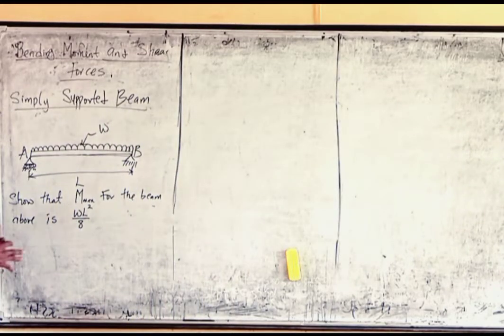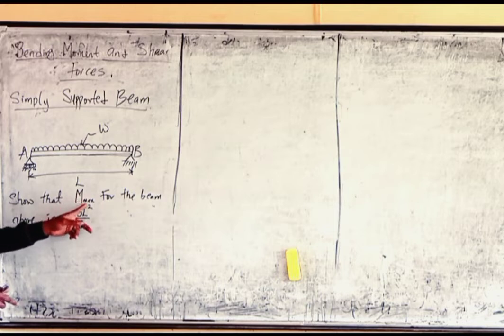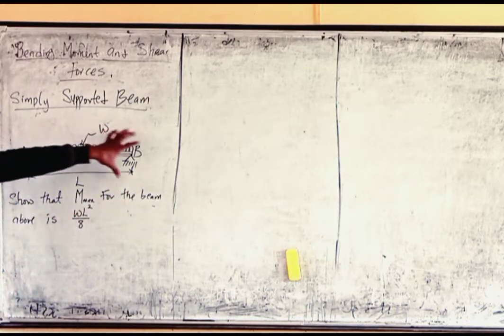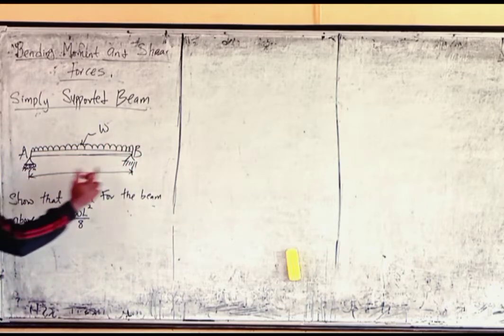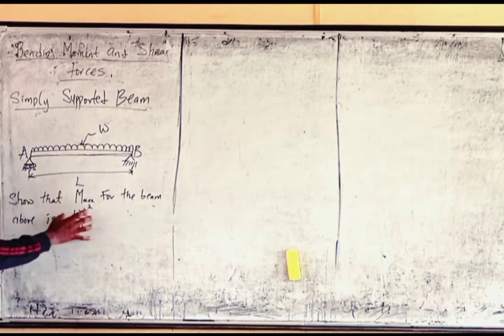Now the first problem we're going to look at is to show that the maximum bending moment for the beam above is this. For this simply supported beam carrying a load equal to W with the span of L, the maximum bending moment is equal to this. So we should show it and check whether it is true. So what do we do?